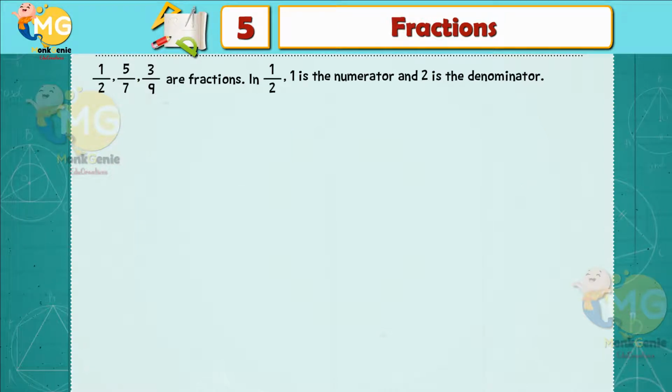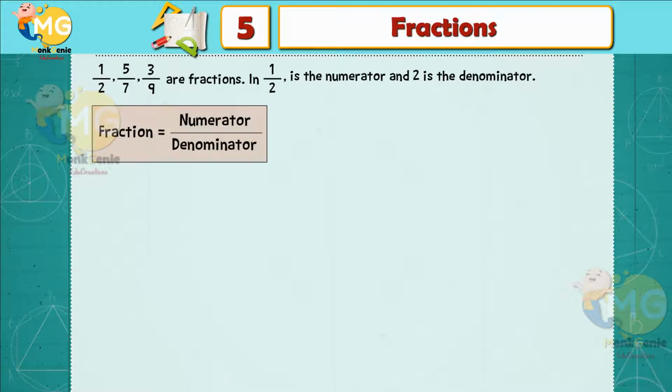1/2, 5/7, 3/9 are fractions. In 1/2, 1 is the numerator and 2 is the denominator. Fraction is equal to numerator upon denominator.